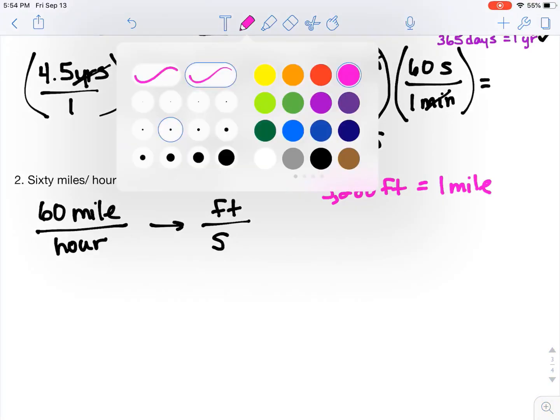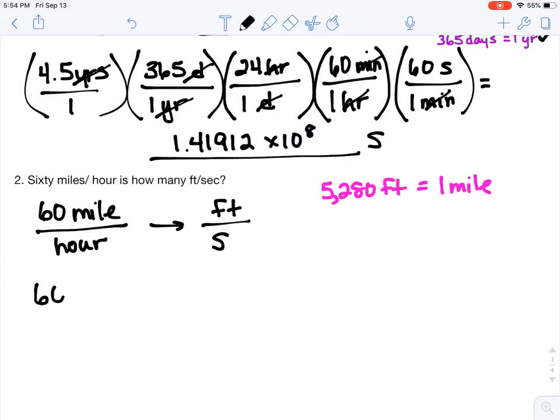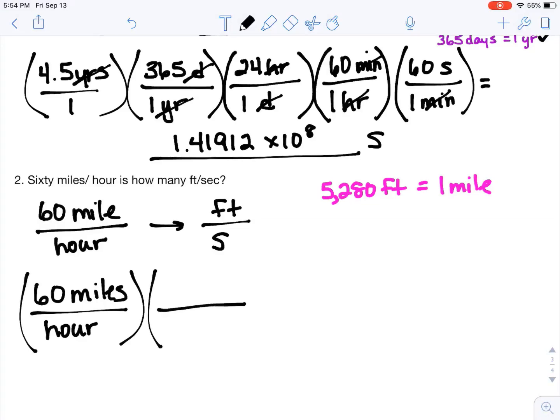So I'm going to take my given information, I'm going to write it down, 60 miles per hour. It's my first relationship. And I'm going to set up my conversion factor of miles to feet with 1 mile going at the bottom because I want miles to cancel, and 5,280 feet going on the top. So when I cross out miles, my end answer in this moment is going to be in feet per hour because those are the 2 units that I have left.